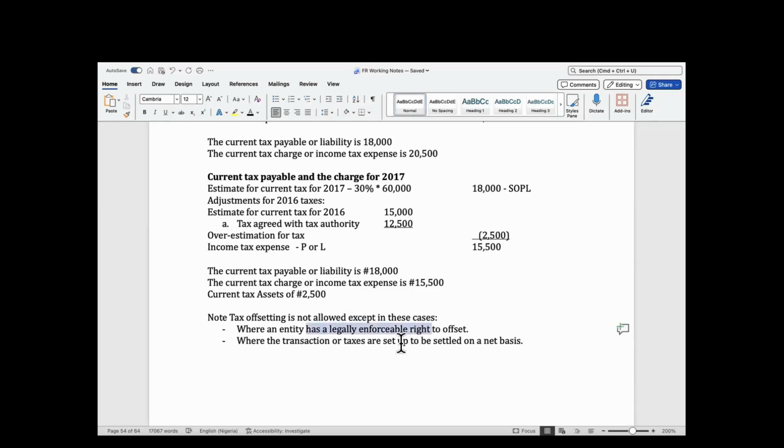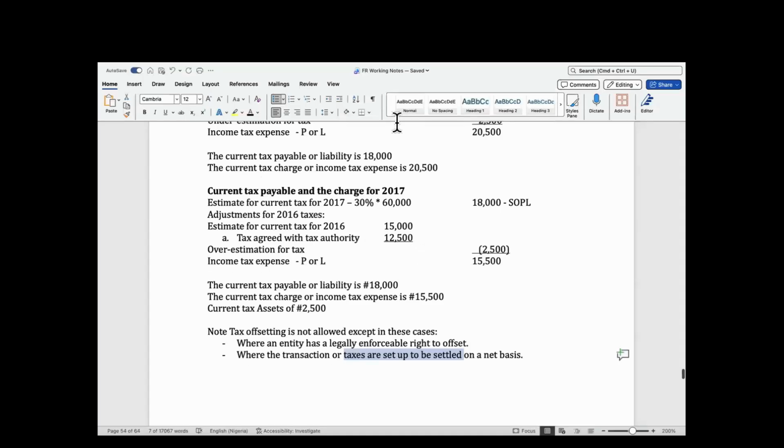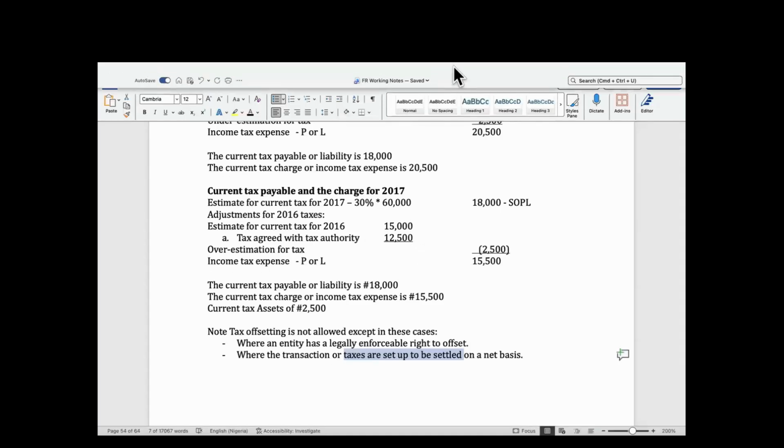Otherwise, you cannot, except you have a legally enforceable right, or this transaction is supposed to be settled on a net basis. Okay, so that's the end of this question. Now please go ahead, Moses.